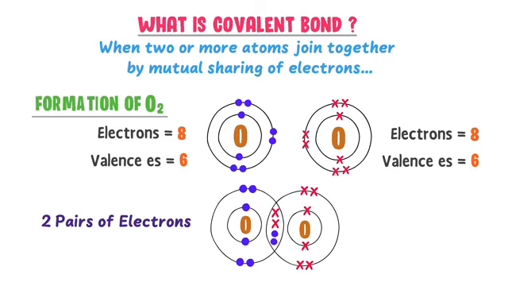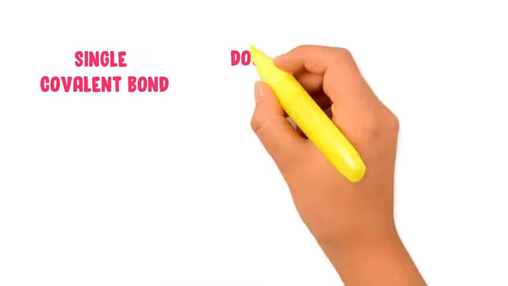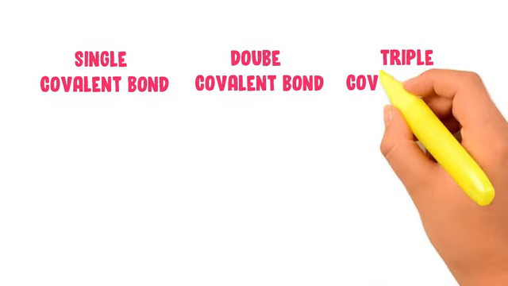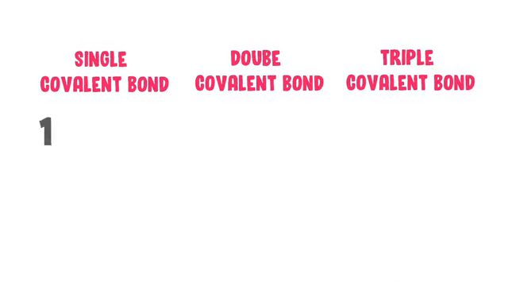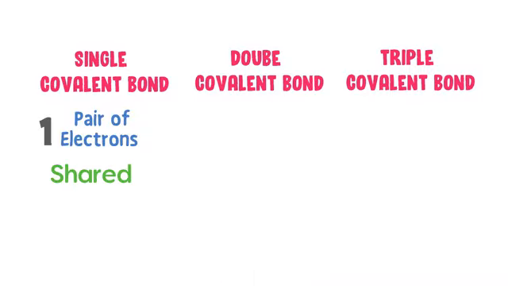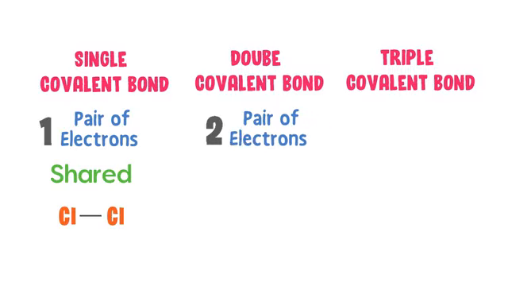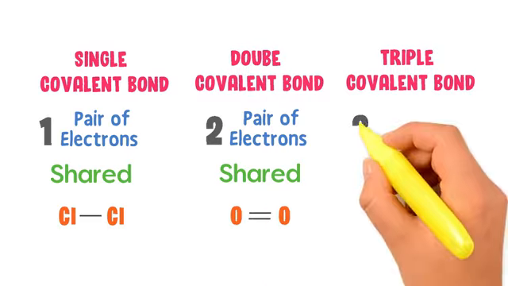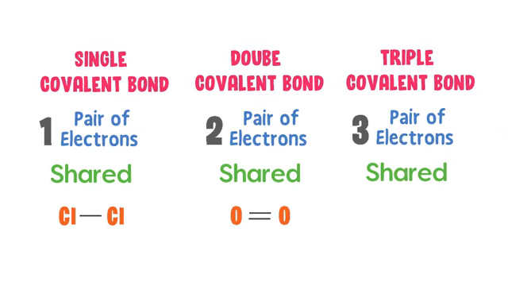Finally, let me give you a bonus tip. Do you know about single covalent bond, double covalent bond, and triple covalent bond? Well, if one pair of electrons is shared between atoms, they form a single covalent bond, like in chlorine gas. If 2 pairs of electrons are shared between atoms, they form a double covalent bond, like in oxygen gas. If 3 pairs of electrons are shared between atoms, they form a triple covalent bond, like in nitrogen gas.